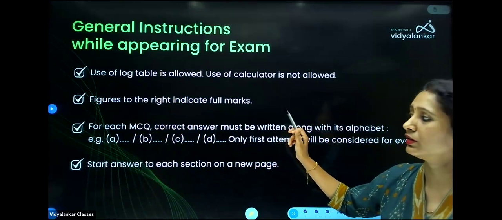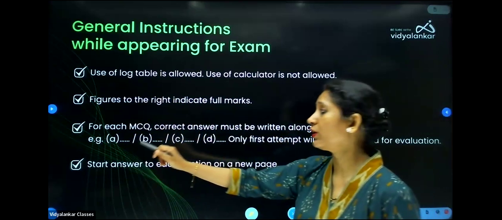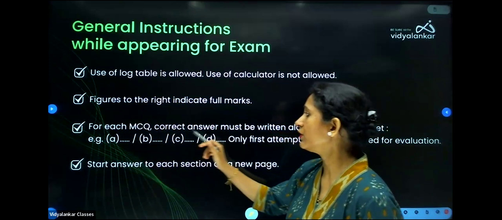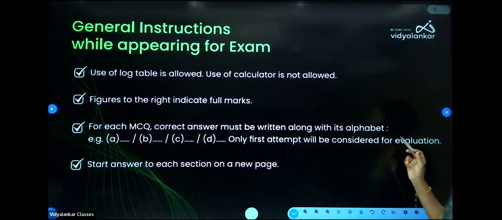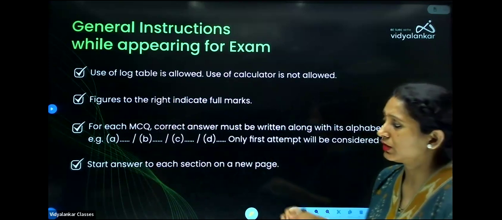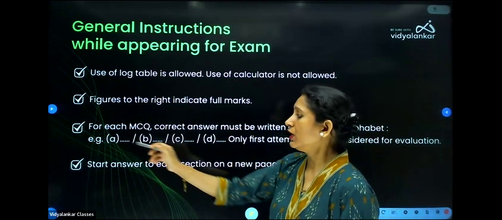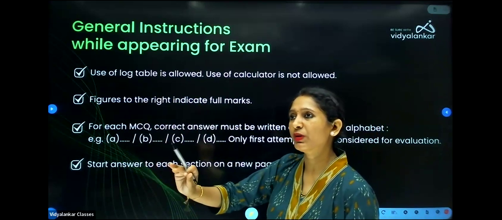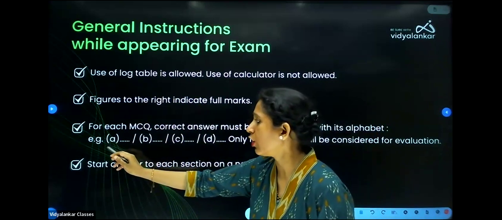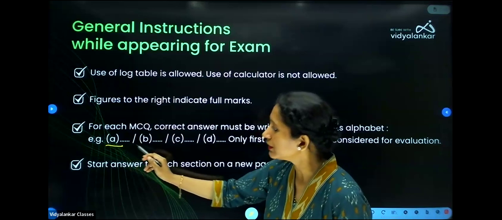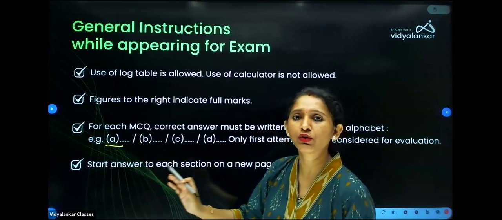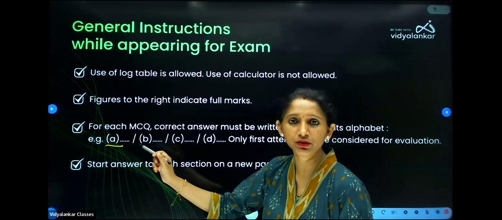This is very important. Next, as I said, for each MCQ, the correct answer must be written along with its alphabet. As in the example they have given, like in the slide you are observing, if for the specific question you find option A is correct, then mention that option first and write its answer. This is the way you are expected to attempt MCQs.